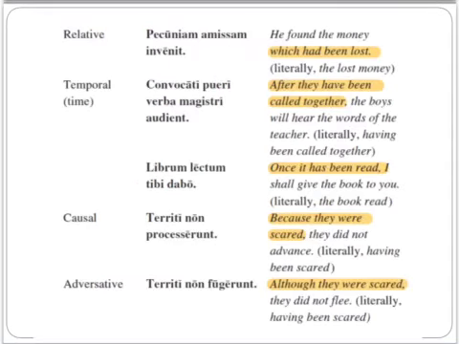Here are a few examples of how to translate participles. I don't really care if you know what it's called, but just know how to translate it and figure out which sounds the best. So the first one is a relative. You can translate participles as relative clauses. He found the money which had been lost. Literally, he found the lost money.